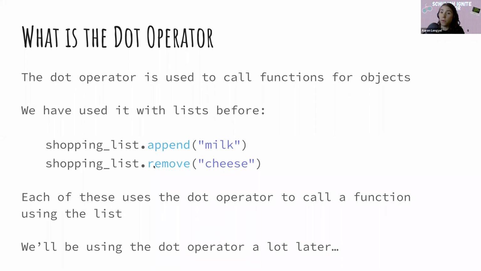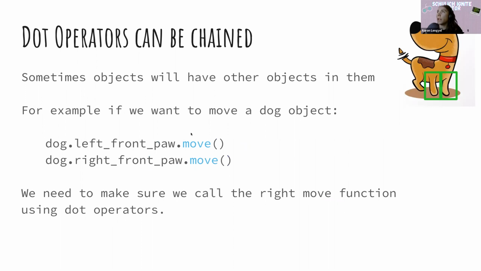And you can define your own. We'll do that much later, but we'll be using a lot of these dot functions defined in Pygame. So they can be chained. Sometimes objects will have other objects in them. For example, if we want to move a dog object, we take the dog and we dot, we get the left front paw, dot move. The way you can think of that dot is like you're grabbing something from an object. In this case, the dog, we're grabbing its left front paw and we're going to move it, right? And the dog, we're going to grab its right front paw and then move it.